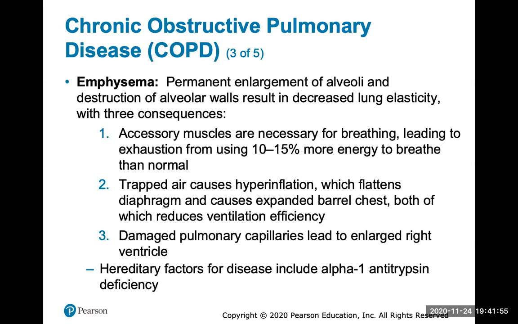Emphysema is the permanent enlargement of alveoli and destruction of alveolar walls, which will result in decreased lung elasticity with three different consequences. Your accessory muscles are necessary for breathing, which leads to exhaustion. Trapped air causes hyperinflation. Damaged pulmonary capillaries lead to enlarged right ventricle.